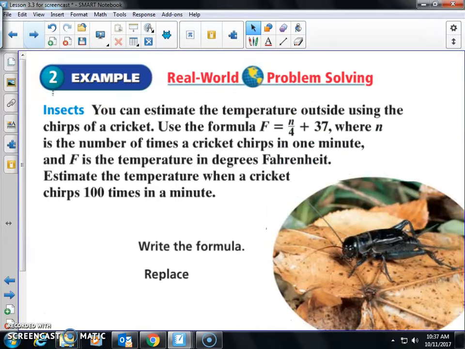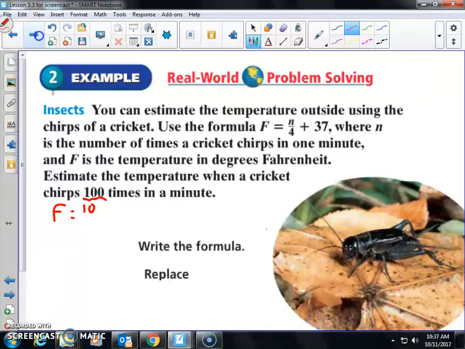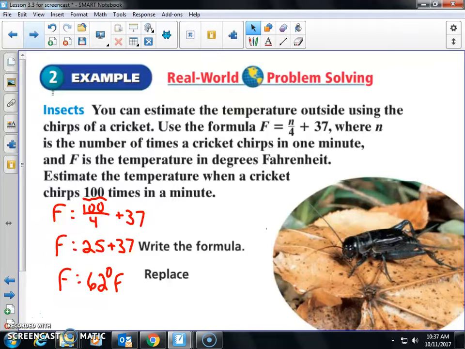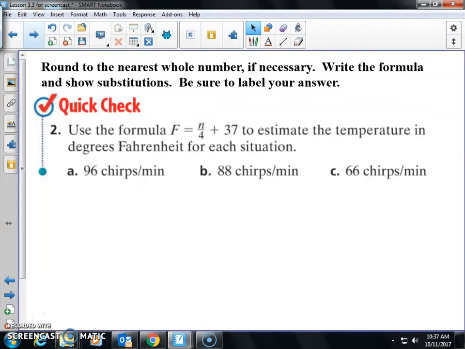So here's another formula. This is a scientific formula. It says to figure out the temperature in Fahrenheit, you take the number of chirps in a minute from a cricket. Well, in this problem it says there was 100 of them. Take the number of chirps, divide it by 4, and add 37. Well, I know 100 divided by 4 is 25, plus 37. The temperature in Fahrenheit would be 62 degrees. 62 degrees Fahrenheit if a cricket chirps 100 times in a minute.